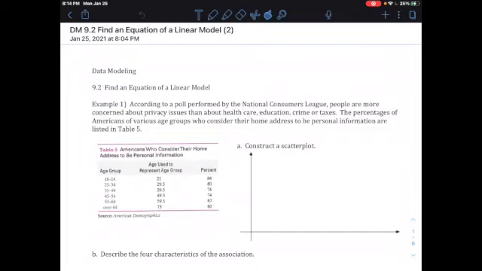So today's objective is finding an equation of a linear model. Example 1. According to a poll performed by the National Consumers League, people are more concerned about privacy issues than about healthcare, education, crime, or taxes. The percentage of Americans of various age groups who consider their home address to be personal information are listed in Table 5. First thing they want you to do is construct a scatter plot.